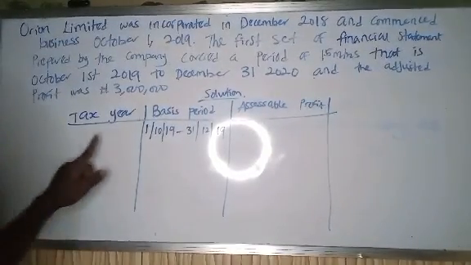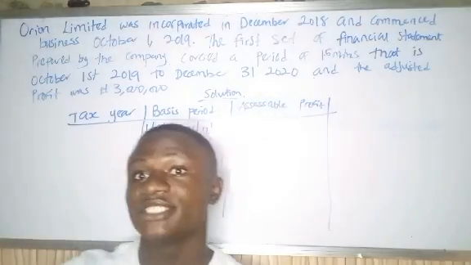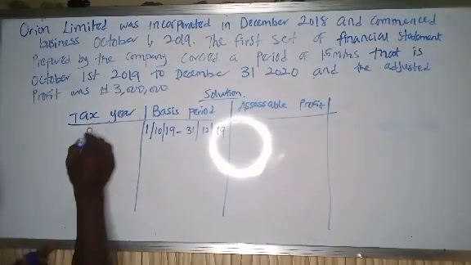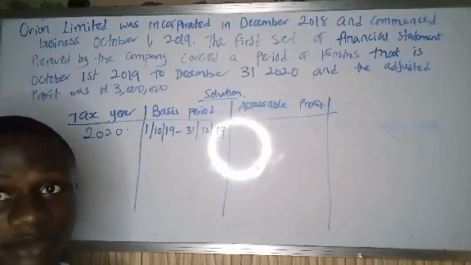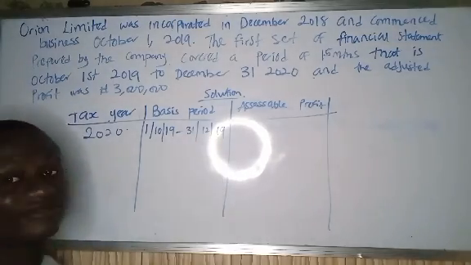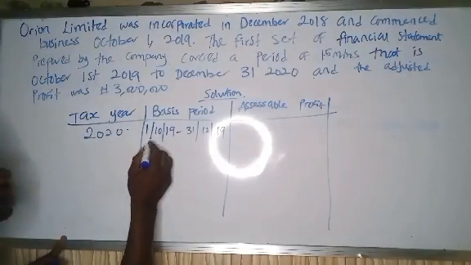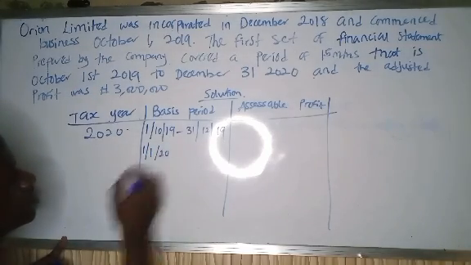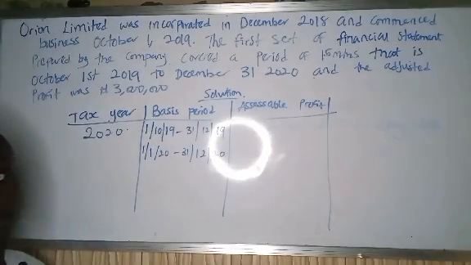So now, if you check the year 2019, don't forget that in taxation we use the preceding year basis. So the tax of 2019 will be collected in 2020. So the tax year will be 2020. Let's first deal with the basis period, then we come back to the accessible profit. Now, if they chose to end their business December of every year, definitely their starting period is January. So January 1, 2020 to 31st December 2020.